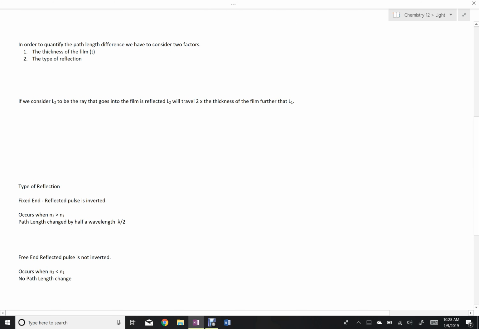We have two main factors that are going to contribute here. The first one is the thickness of the film. So again, if I have my situation, I'll have air, soap, and air again. This film will have some thickness, and we'll use a T to represent that thickness.